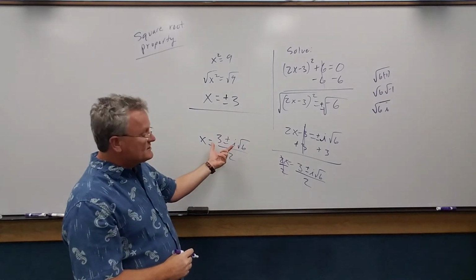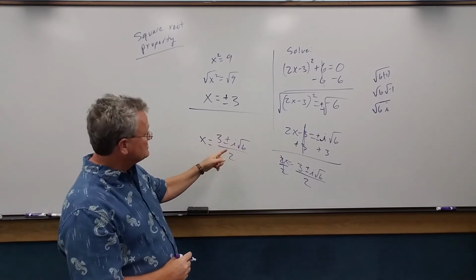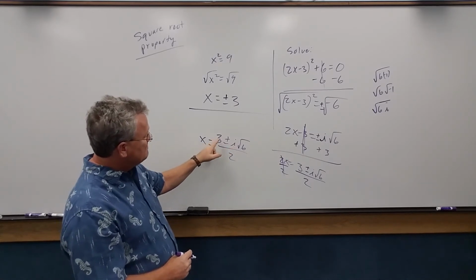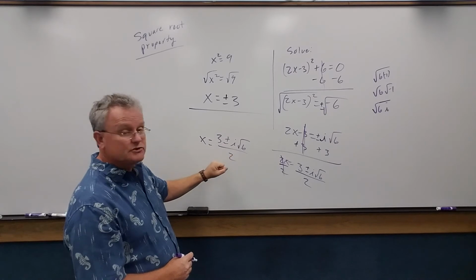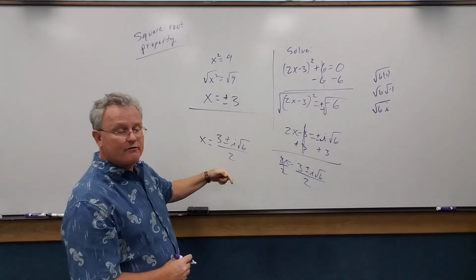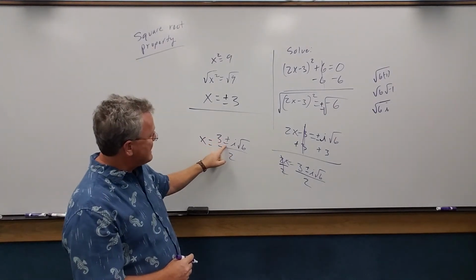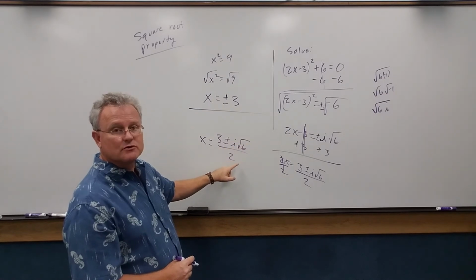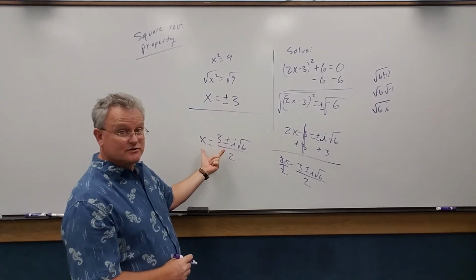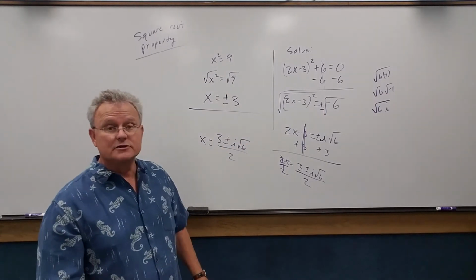Now understand, what does this mean? This means one answer is x equals 3 plus i root 6 over 2. The other answer is 3 minus i root 6 over 2. So this really says there's two answers, and those are the two answers.